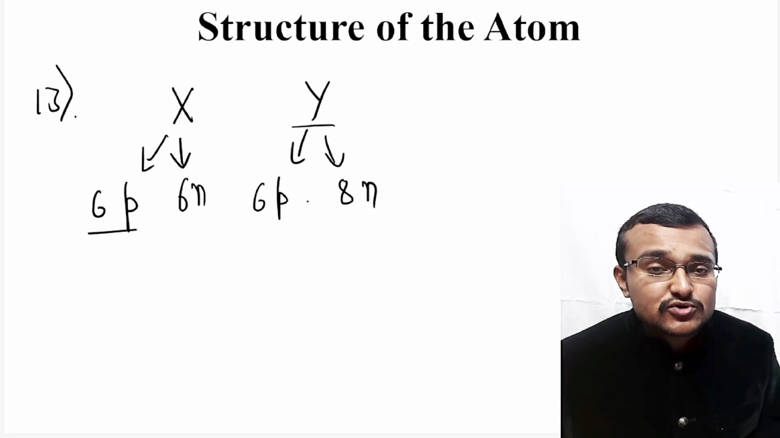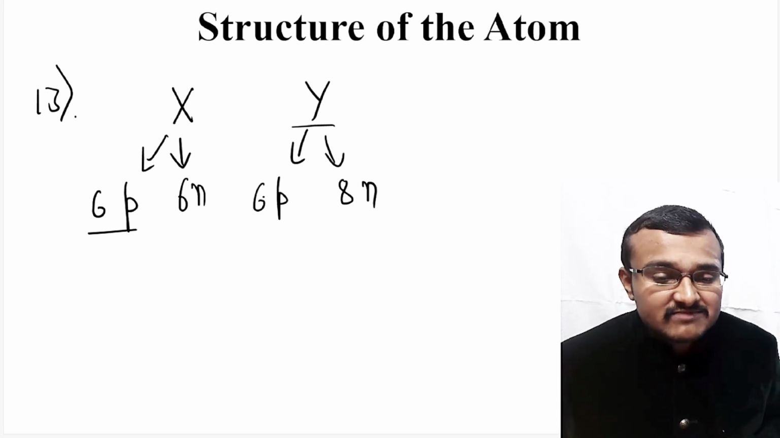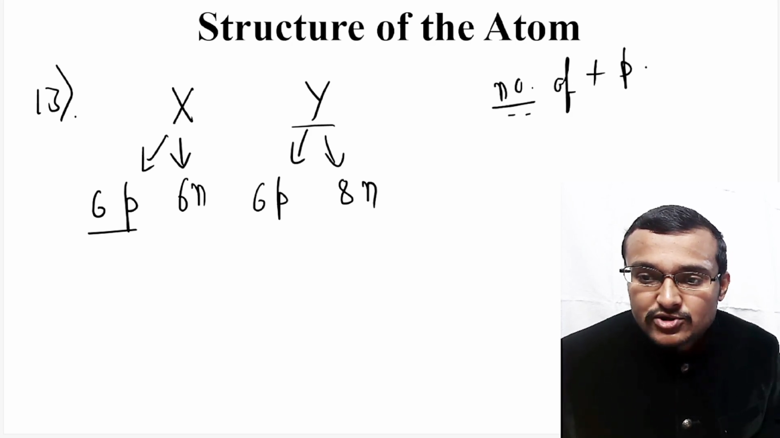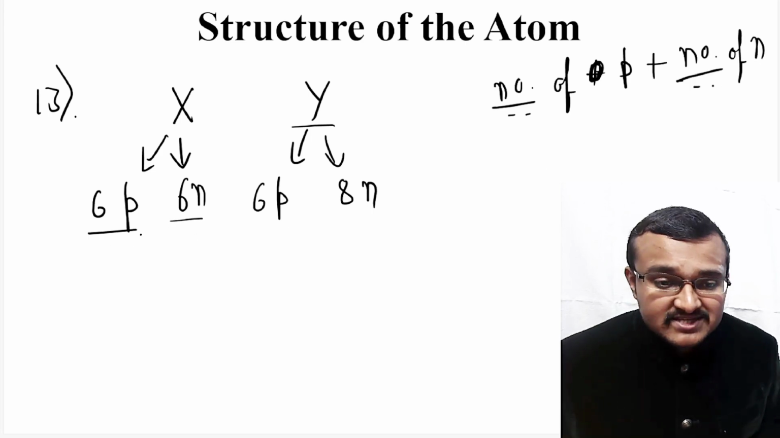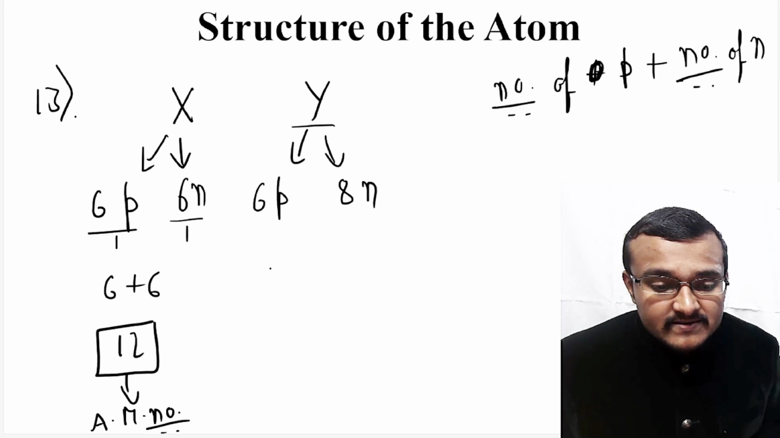Now you have to define the atomic mass number of X and the atomic mass number of Y. So what do you mean by atomic mass number? It is the sum of the number of protons plus the number of neutrons. For X, 6 is the number of protons and 6 is the number of neutrons. So 6 plus 6 is 12. So 12 will be the atomic mass number of this X element.